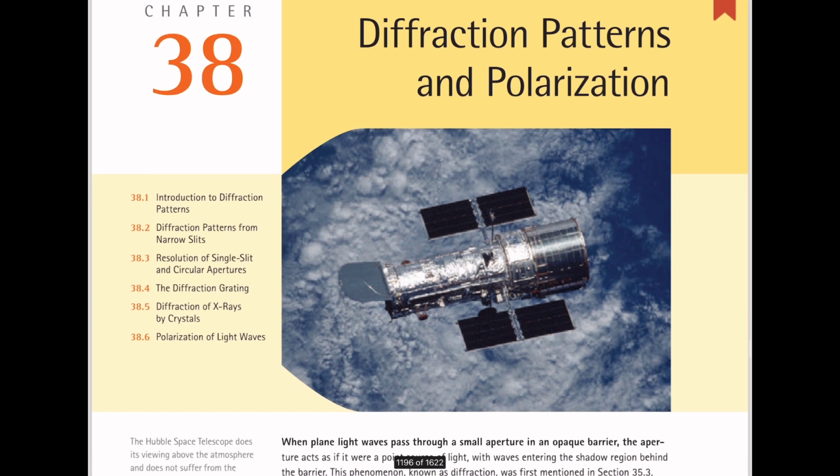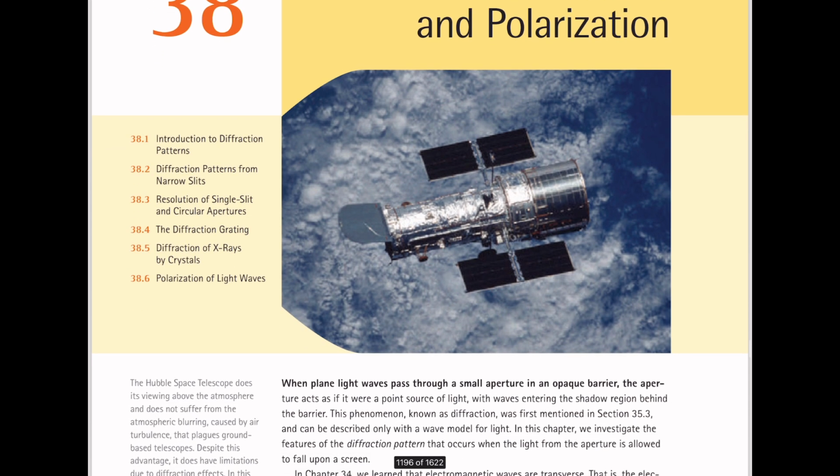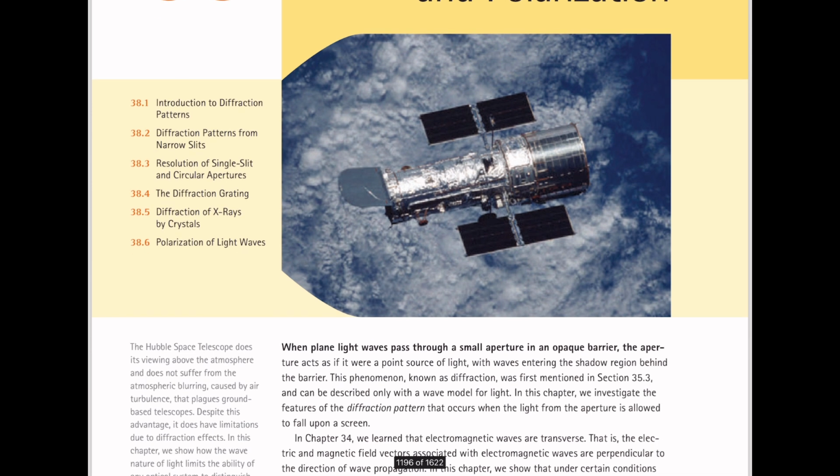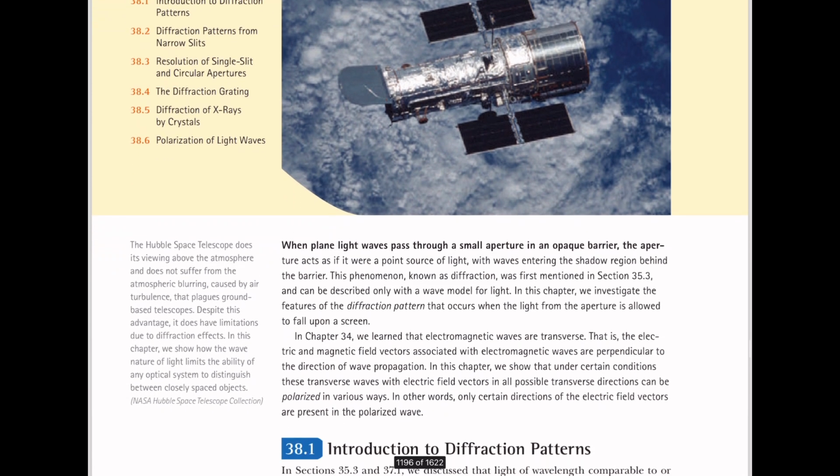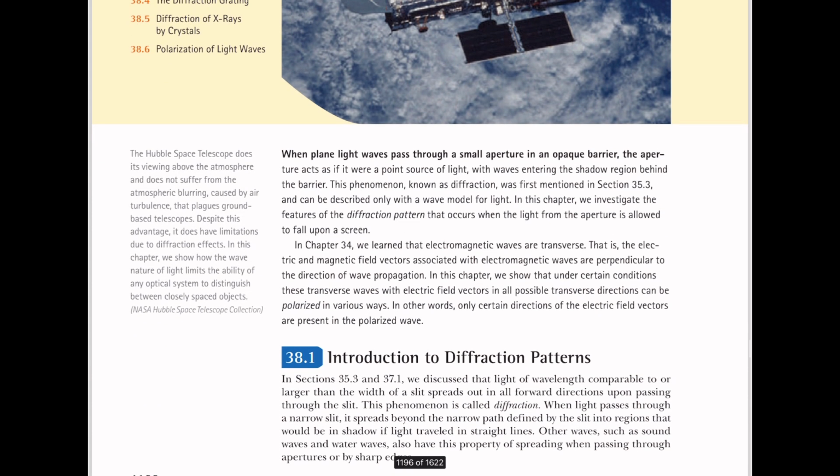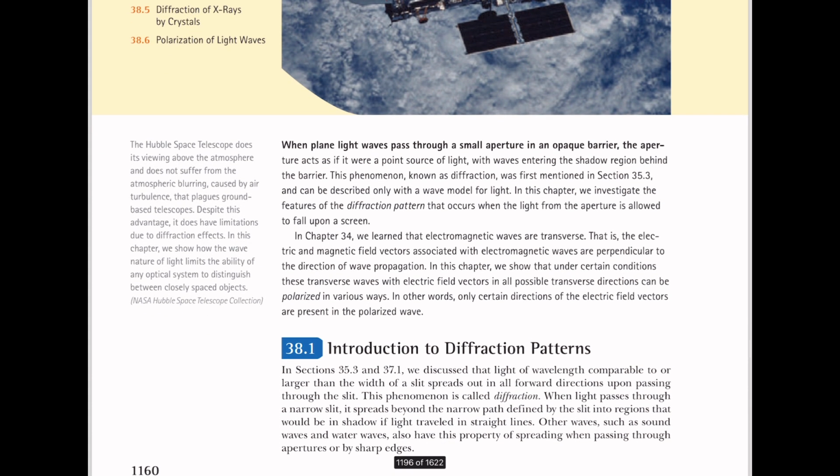We have 6 sections: Introduction to Diffraction Patterns, Diffraction Patterns from narrow slits, Resolution of single slit and circular apertures, the diffraction grating, diffraction of X-rays by crystals, and polarization of light waves. We will begin with a couple of sentences.